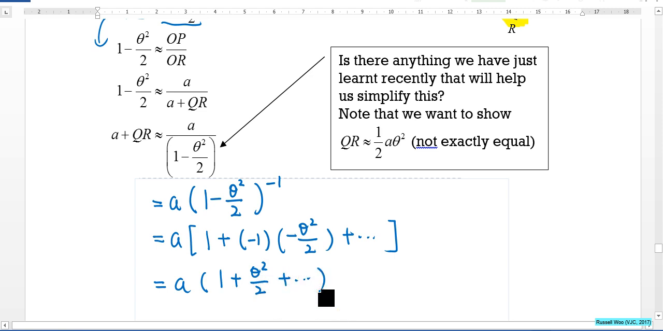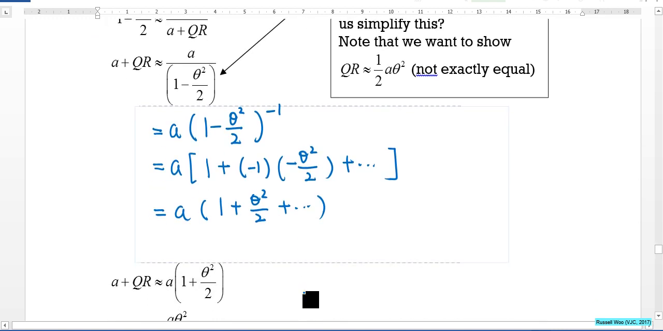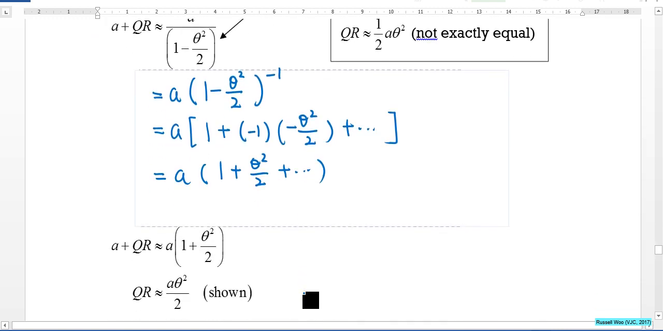And you want to know QR, right? You minus A on both sides. This A cancels. Your QR is approximately equal to theta squared over 2. Correct? You minus A on both sides here, and then you get this. Quite brilliant, right? This idea.